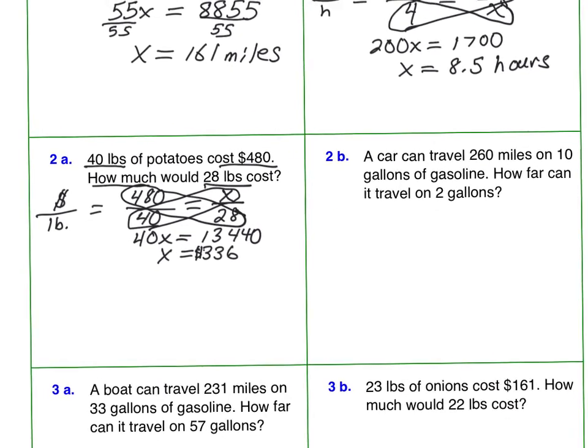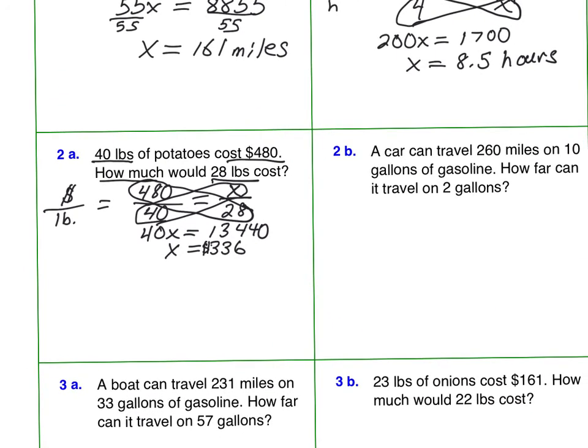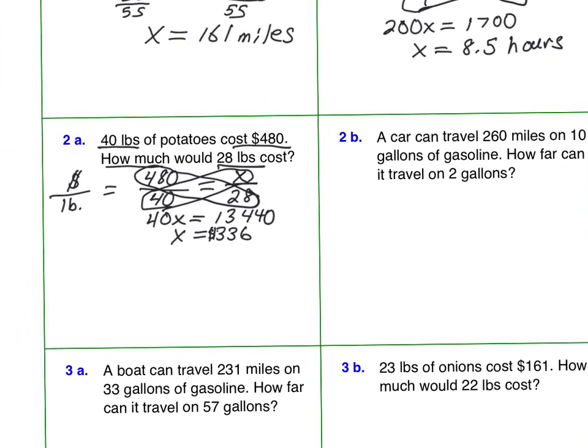Again, if I were trying to find just the unit rate, I would take 480 and divide by 40. That tells you how much per 1 pound. So that gives you $12 per pound. That's a lot for potatoes.